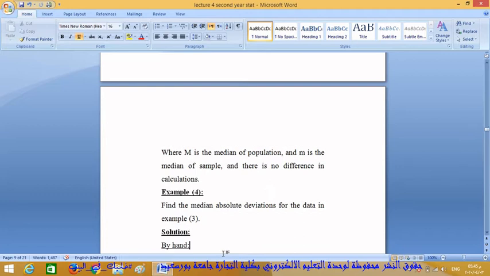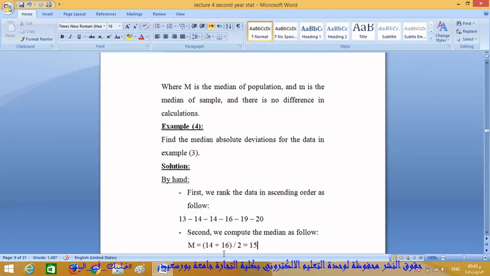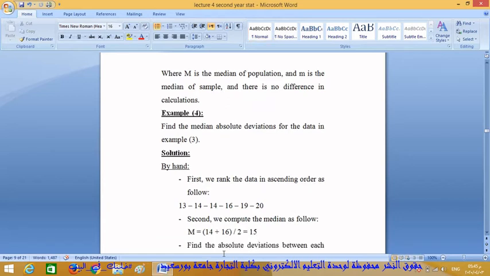Example number 4. Find the median absolute deviations for the data in example 3 by hand. First, we rank the data in ascending order as follows: 13, 14, 14, 16, 19, 20. Second, we compute the median. Now look, here the number of data points is even, 6. So the median is the value between the third and the fourth observation. So the median equals (14 plus 16) divided by 2, equals 15.